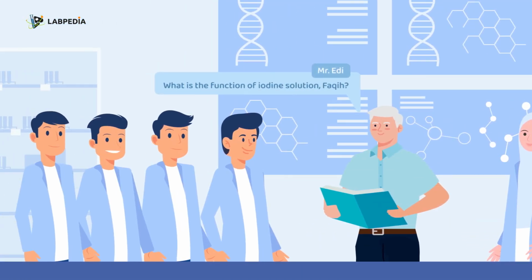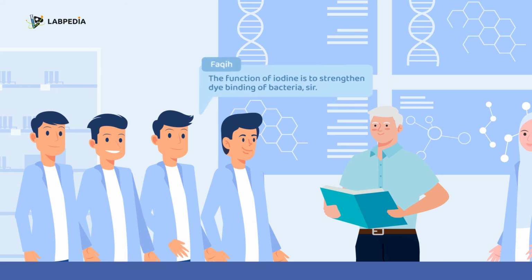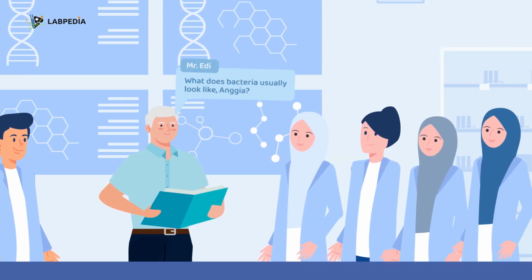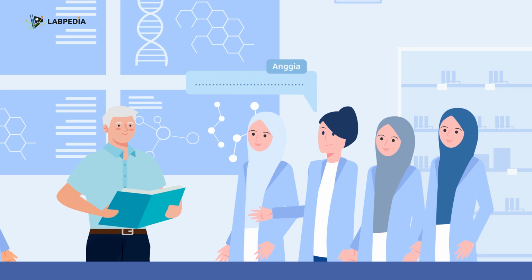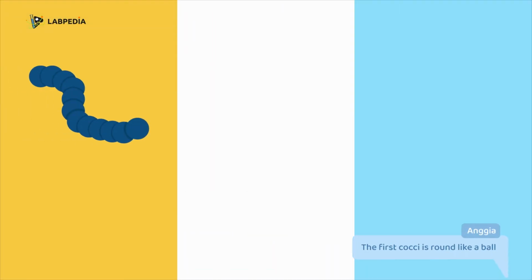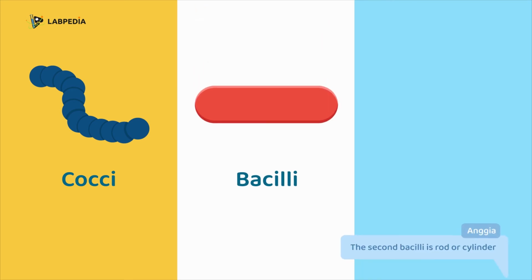What is the function of iodine solution, Fakih? The function of iodine is to strengthen the dye binding to the bacteria cell. What do bacteria usually look like, Anggia? Bacteria have 3 forms. The first, coccus, is round like a ball. The second, bacillus, is rod or cylinder shaped. The third, spiral, is curved.